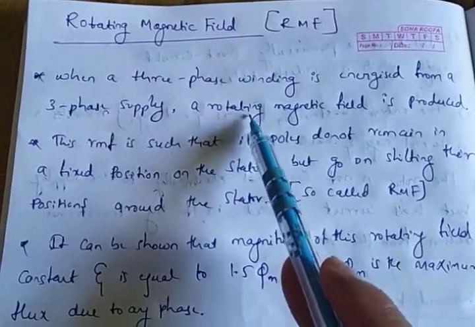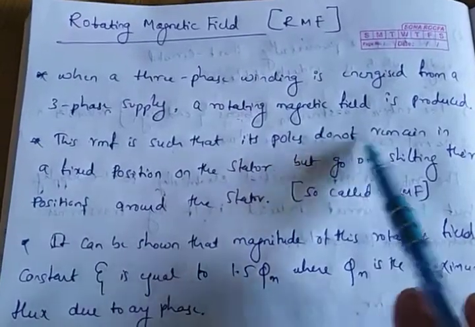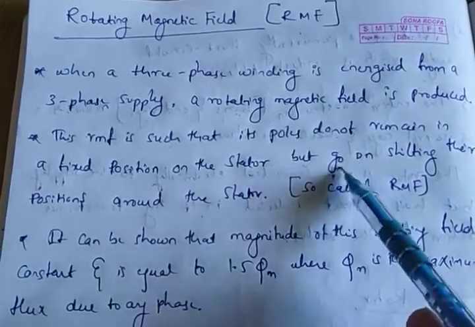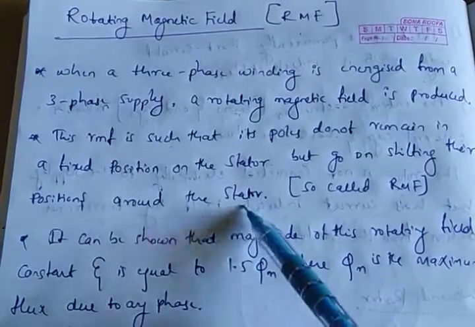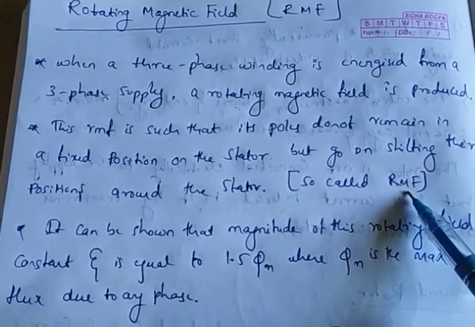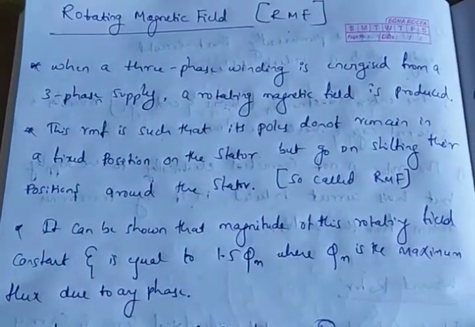Why is this magnetic field rotating? Because its poles do not remain in a fixed position on the stator but go on shifting their positions around the stator. That's why it is called rotating magnetic field. Otherwise, simply we can say it is only magnetic field or magnetic flux.